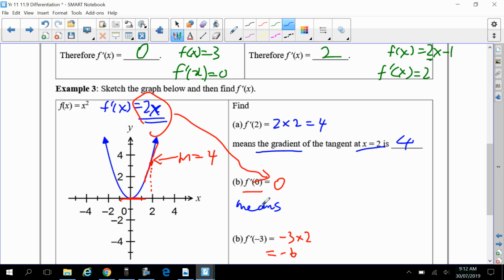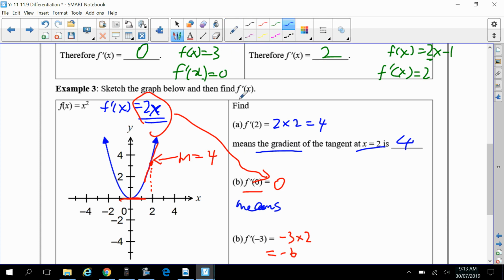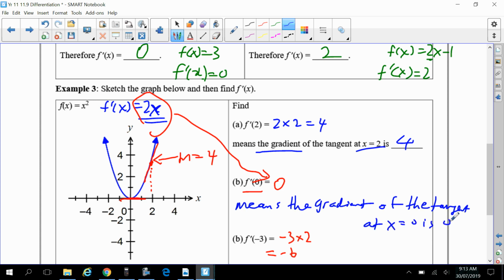Right, can you make an effort to do what it means? Because you have to know what that means. It's like logarithm. What does log base 2 of 8 equal to 3 mean? It means 2 to the power 3 equal to 8. So every time you learn a new language, it's like when you learn a new word in English, write it in a full sentence. So when you learn a new concept, write it in a sentence too. So you say, it means the gradient of the tangent at x equal to 0 is 0. Write it down. Then you can remember.